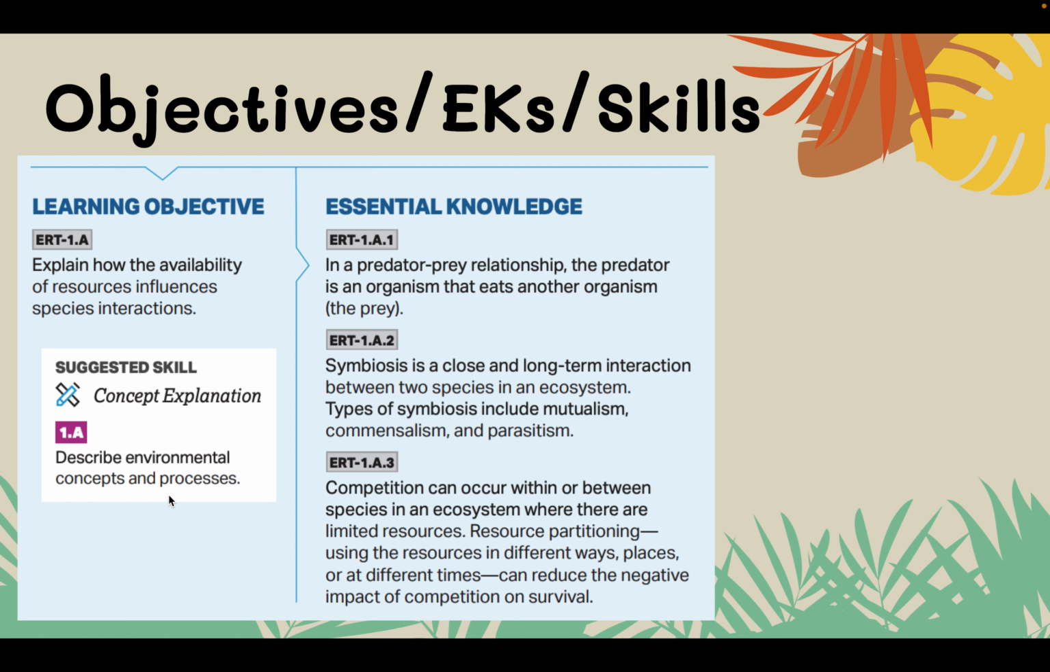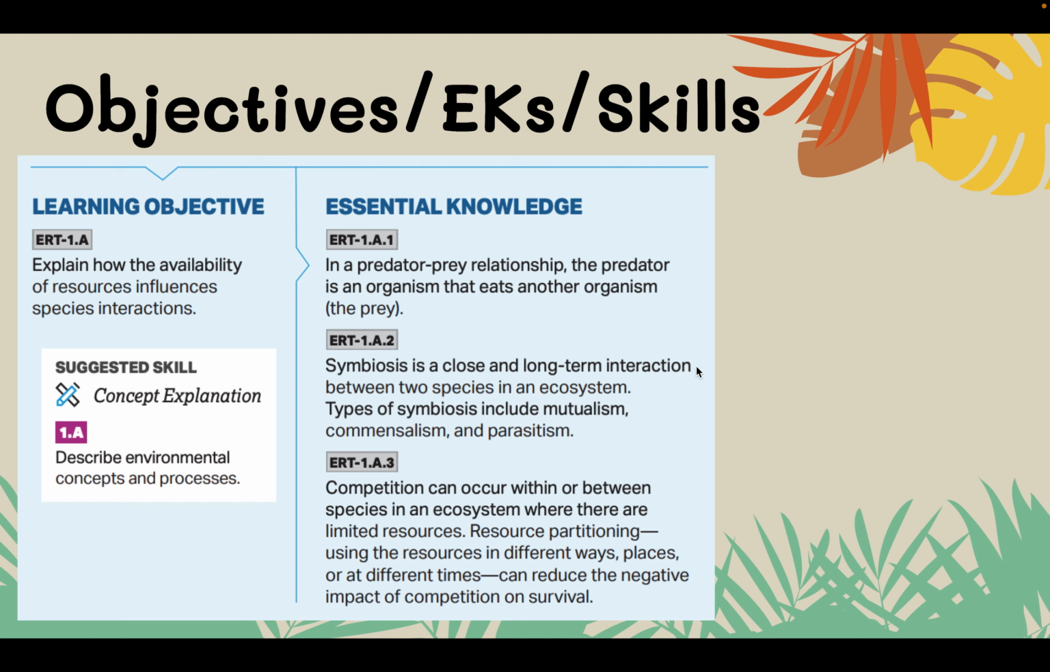This is kind of the bigger picture. There's a concept and a process that goes along with these resource influences and interactions, and can you describe them? And then the essential knowledge pieces, or the EKs as you see here, are the things that you should know by the end of whatever we're talking about. So at the end of this lecture, you should know that there is a predator-prey relationship. The predator is the organism that eats the other organism, which is the prey.